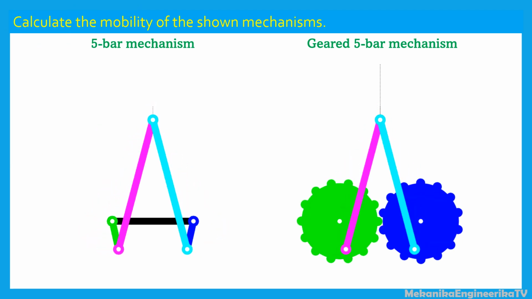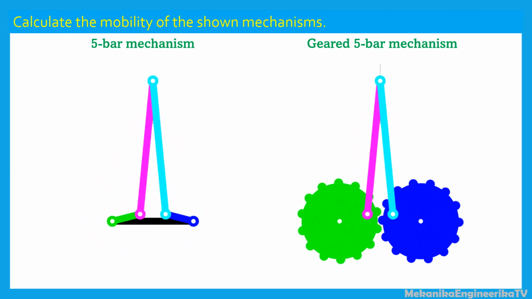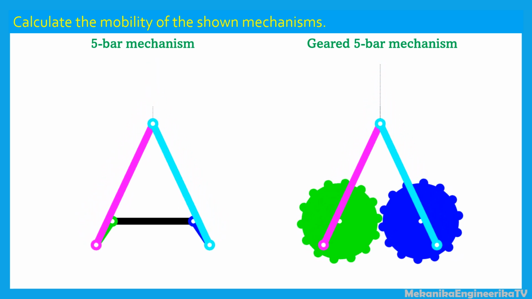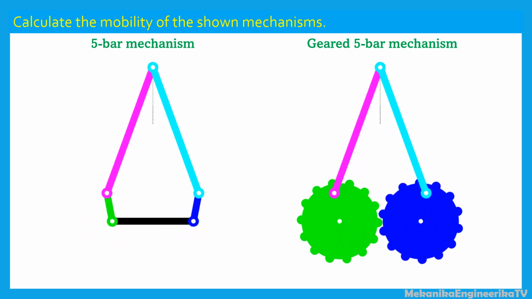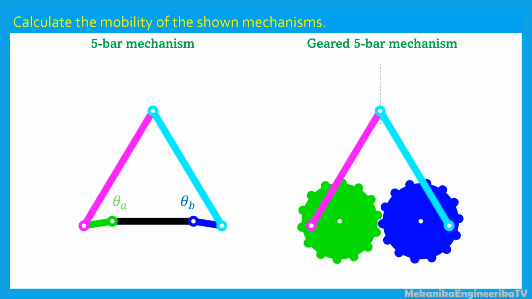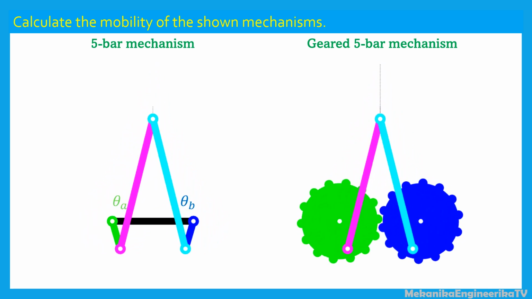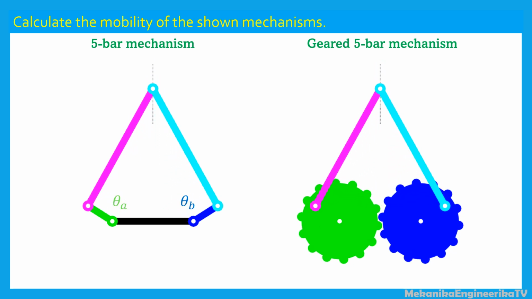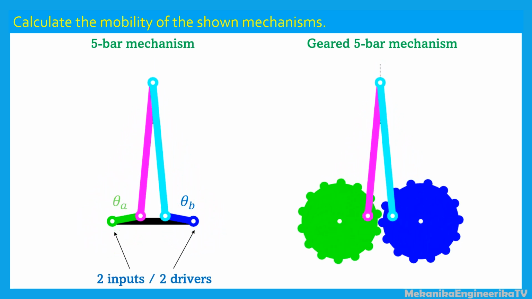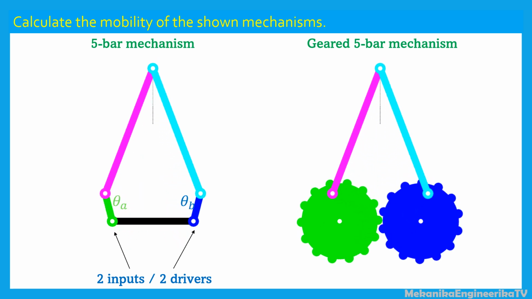In the mechanism at the left, 2 independent parameters are required to describe uniquely the position of the mechanism. For example, we can choose the angles of the 2 crank bars as parameters. The positions of the 2 other bars depend on these 2 parameters. The 2 crank bars, the green and the blue bars, are the inputs or the driver links. Their motion is controlled by an external source of energy.